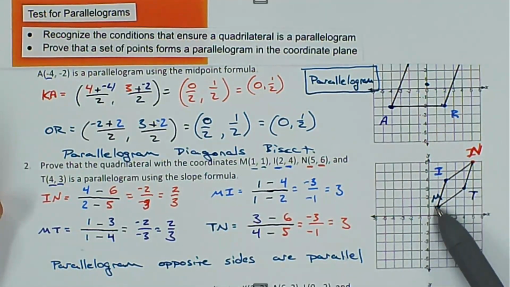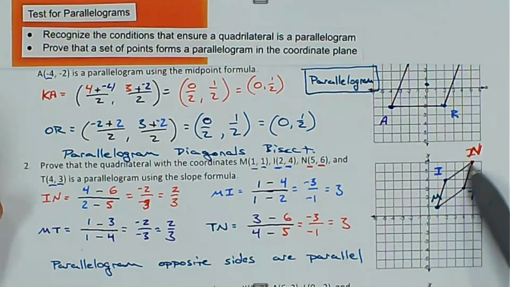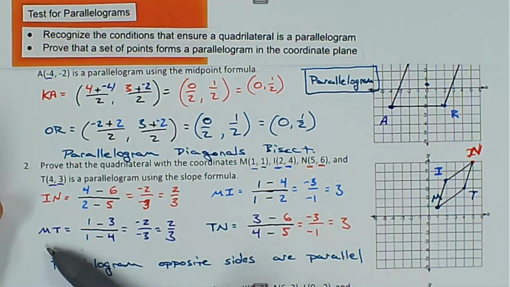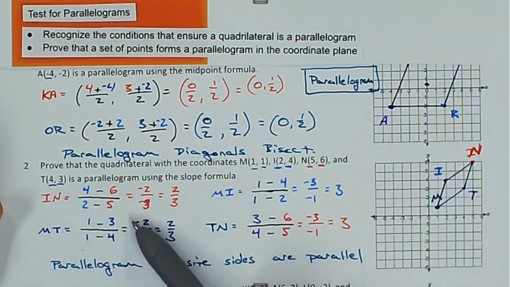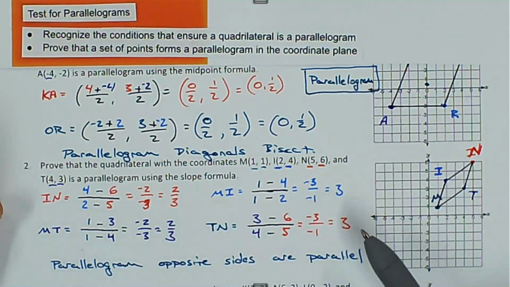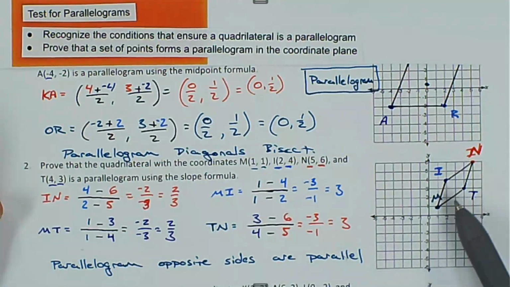The one that we want to check with that is MT. If MT is not parallel with IN, we're done. So we check it. The coordinates for M are (1, 1), so 1 over 1. The coordinates for T are (4, 3). Y value goes in the top, so 3 in the top, 4 in the denominator. And we get 2/3, so that's true. We know that IN and MT are parallel, so then we have to go on and check.